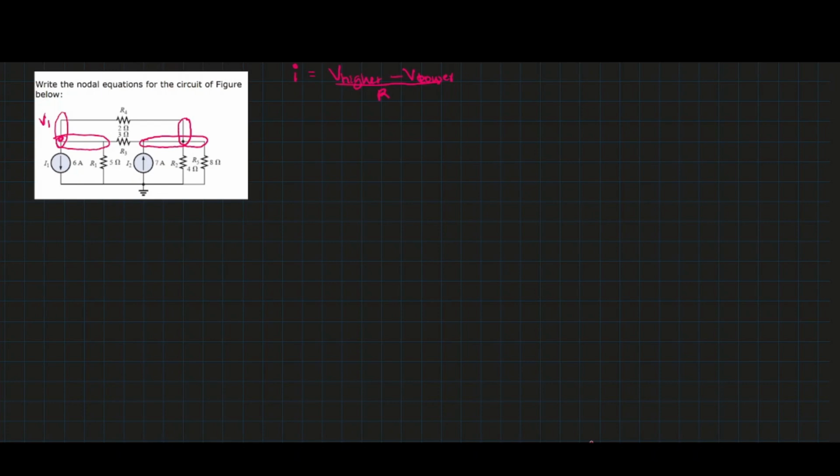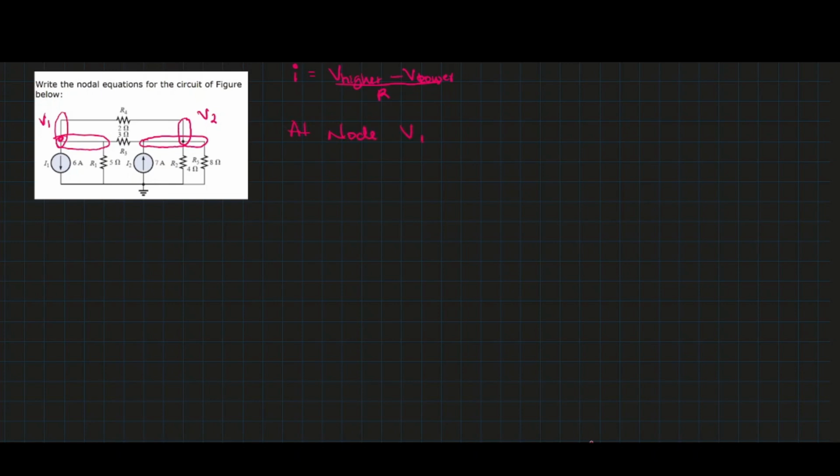You can literally eliminate all these wires and just join the components together and still give the same result. So this will be our V2. So there are actually only two nodes in this circuit. So at node V1, let's start with that. We're going to write our nodal equation.